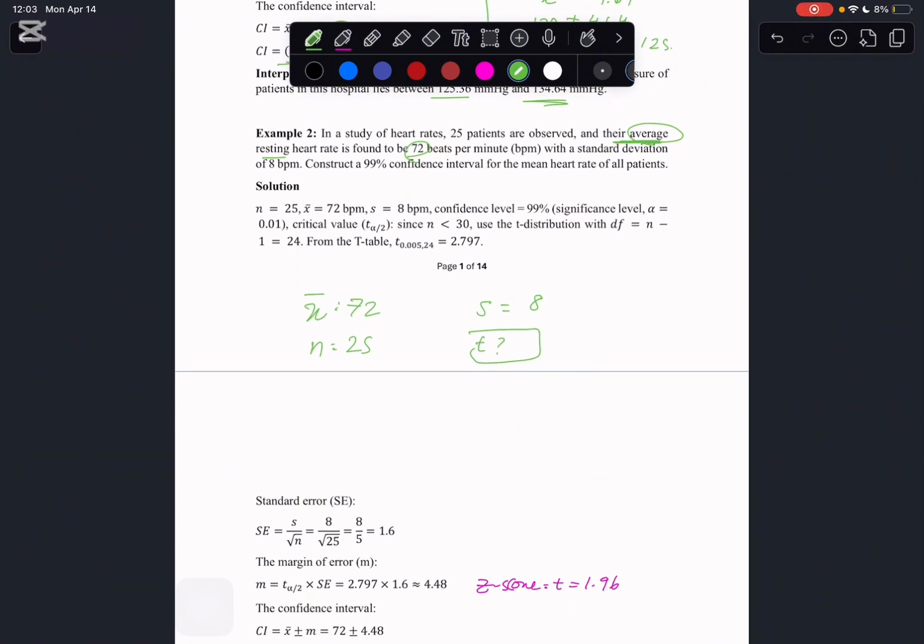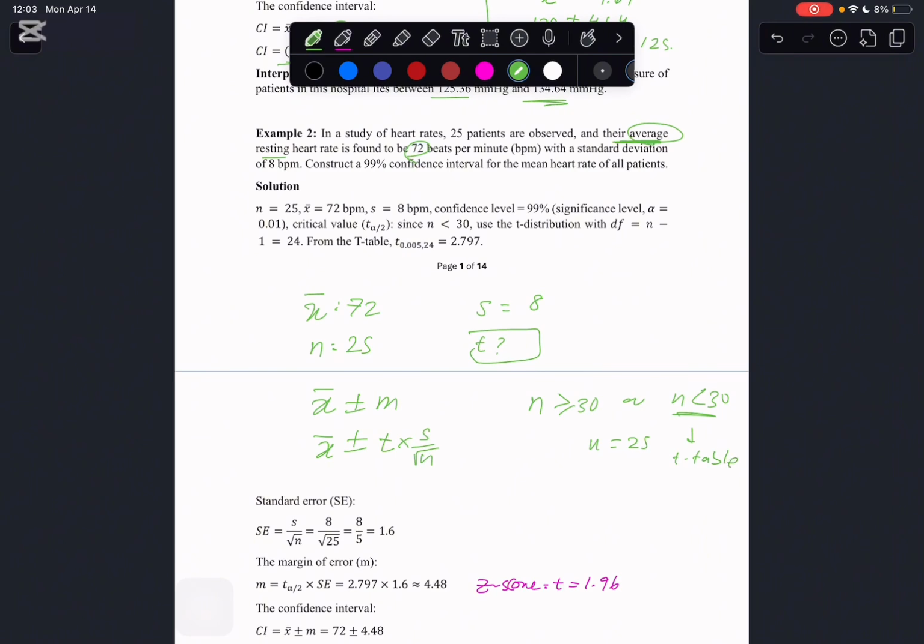فالحين the first thing you're gonna do is write the equation: x bar plus minus m. m is شو؟ t times s over square root of n. Now you're gonna ask yourself, is the n greater or equal to 30, or is the n less than 30? هني the n is شو؟ 25. It's less than 30. So what we're gonna use is the t table.